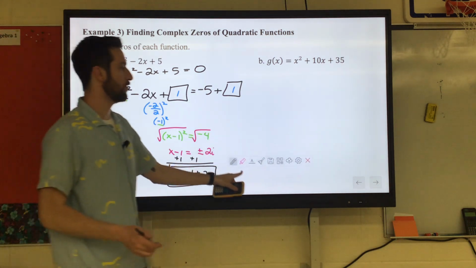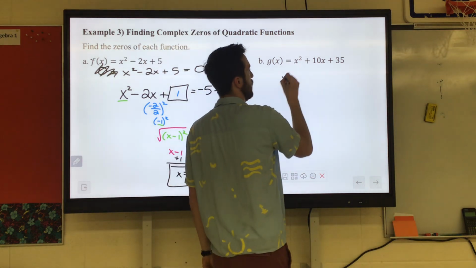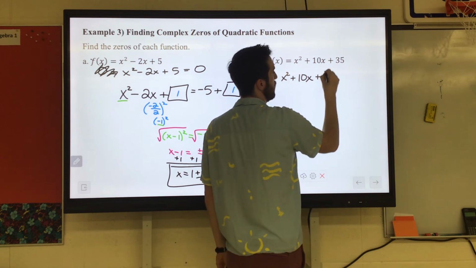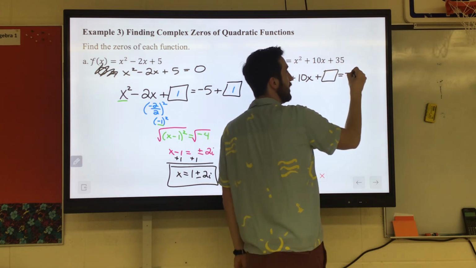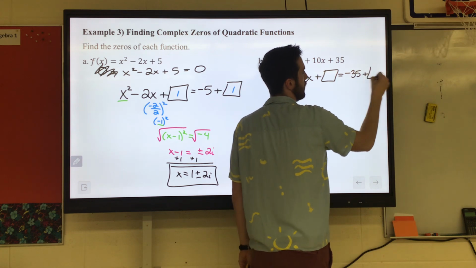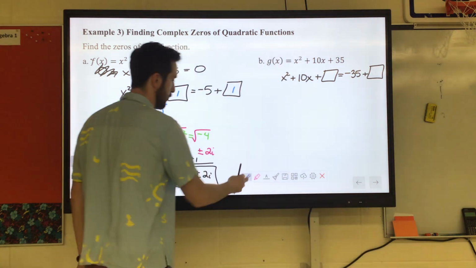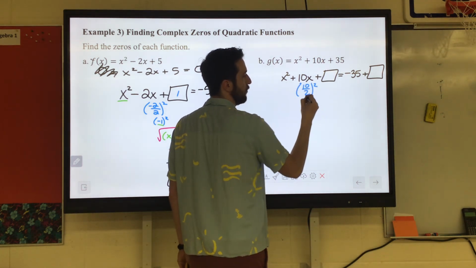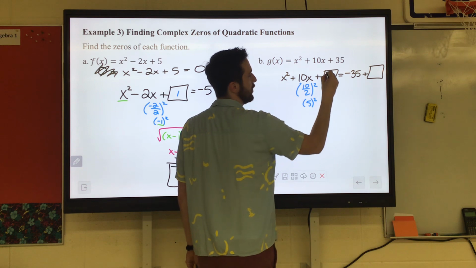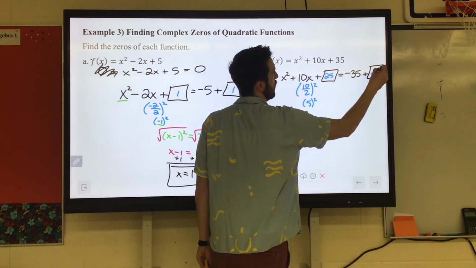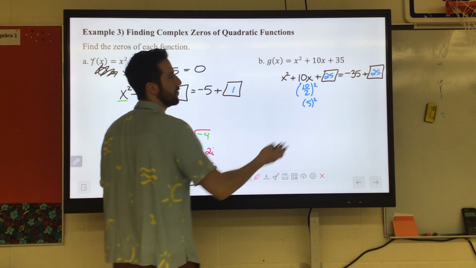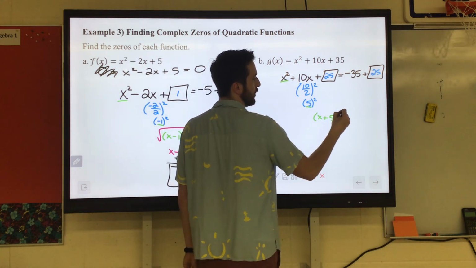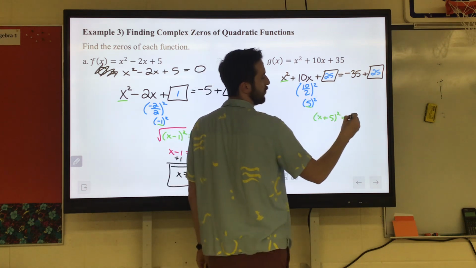So let's try the same thing over here. We'll say x squared plus 10x. You know we're sending the 35 to the other side, so we'll say plus something equals negative 35 plus something. And we're going to complete the square again. We're going to take half of b, and then we'll square it. Half of 10 is 5. Squared would be 25. So the factor on the left side would be x plus 5 squared. On the right side, negative 35 plus 25 is negative 10.